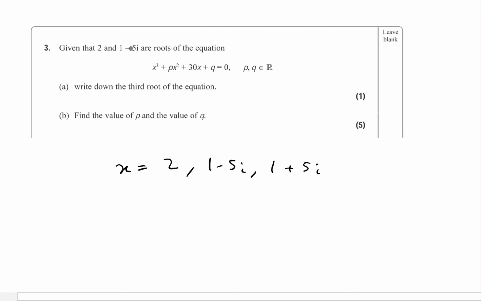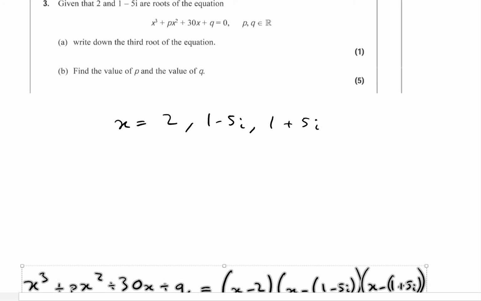We found that the third root, nice easy mark if you know what you're doing, is just the conjugate of this 1 minus 5i, so it's going to be 1 plus 5i. So here are your three roots of the equation. So here's what we know. If you're unsure about that, then go back and see my video on part A. I went into it in quite some detail, so hopefully it made a bit of sense.